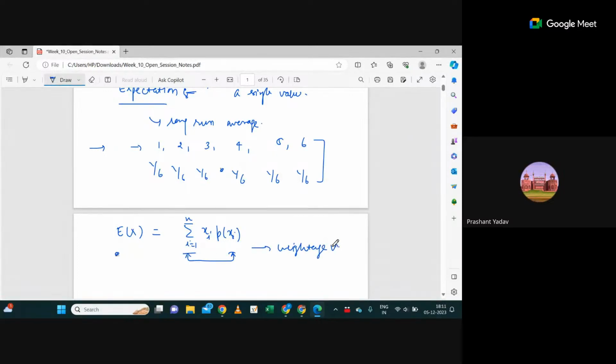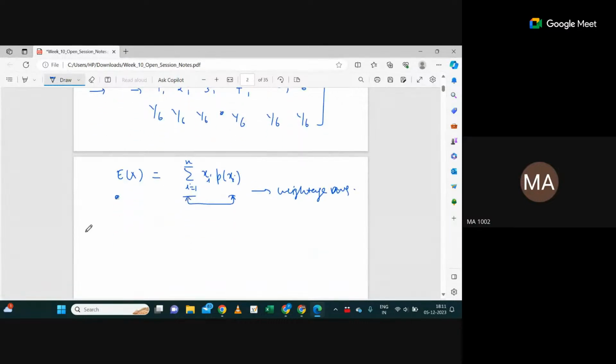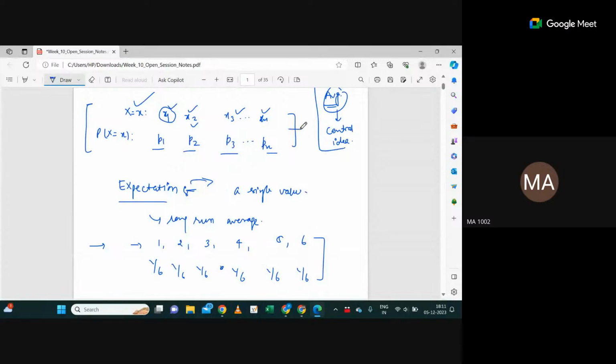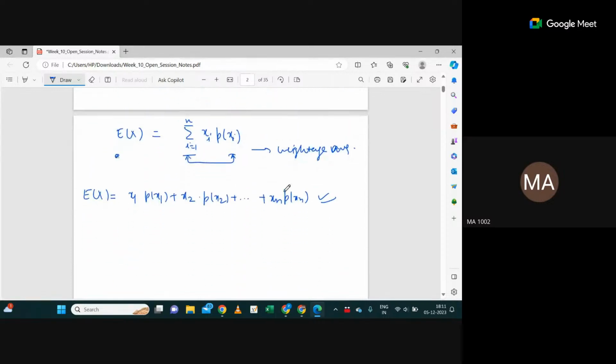If you expand this, I will get p1 x1, that is x1 into the probability of x1, plus x2 into the probability of x2, plus so on, xn into the probability of xn. Correct? So this is something I have to calculate from the probability mass function. So this is something like a weighted average.